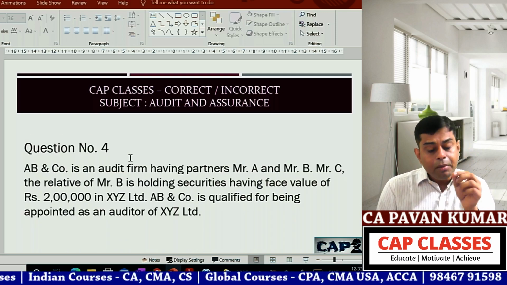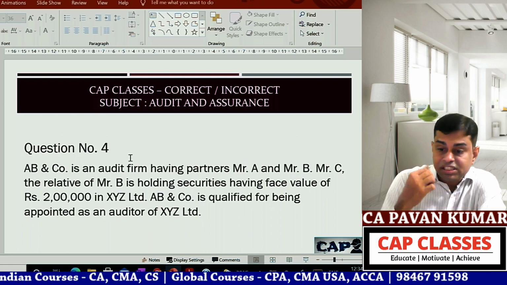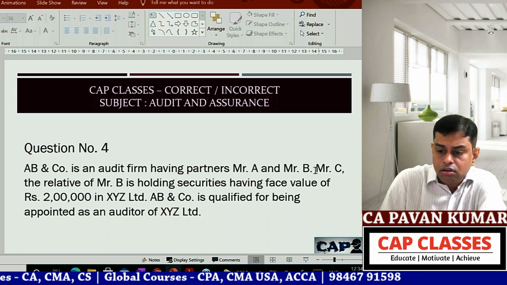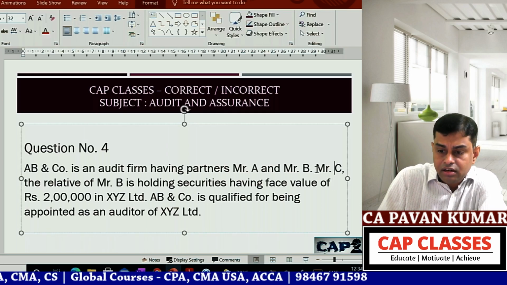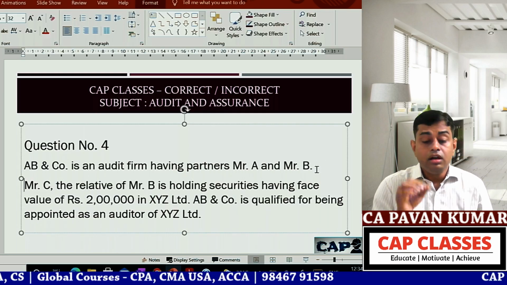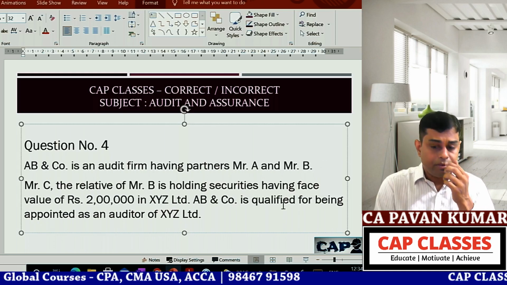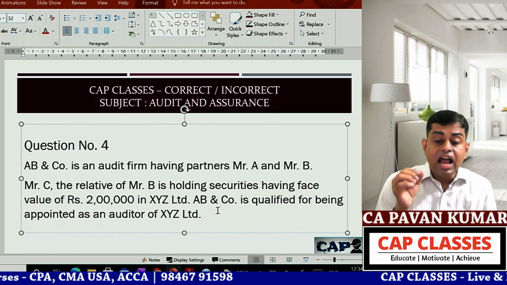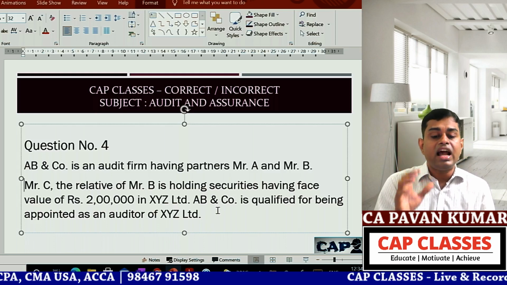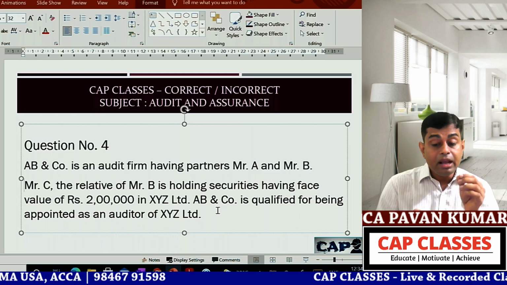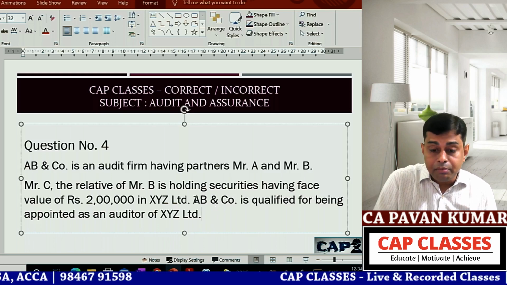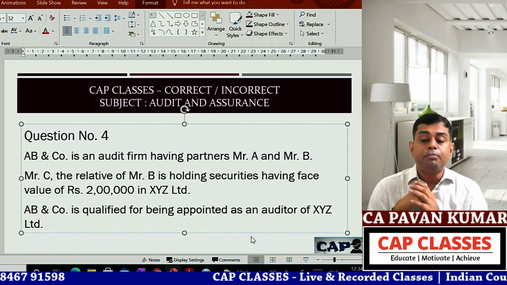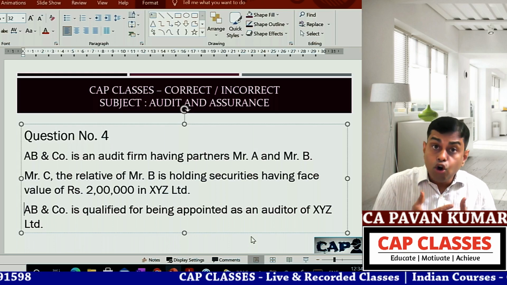Next, question number 4. AB and company is an audit firm having partners A and B. Mr. C, a relative of Mr. B, is holding securities having face value of rupees 2 lakhs in XYZ Limited. The question says AB and company is qualified for being appointed as auditor of XYZ Limited. No, the answer is incorrect.